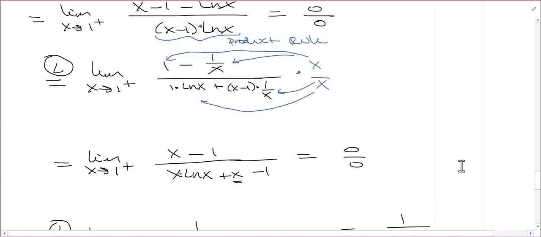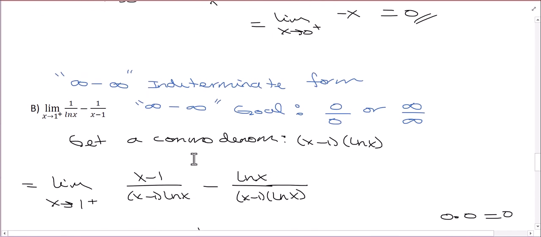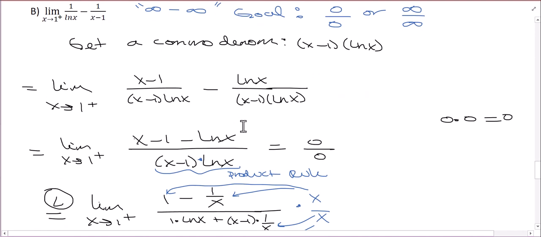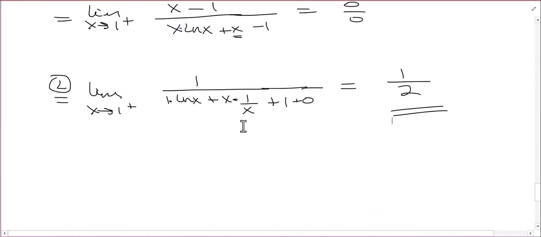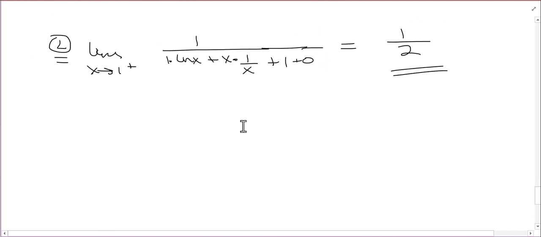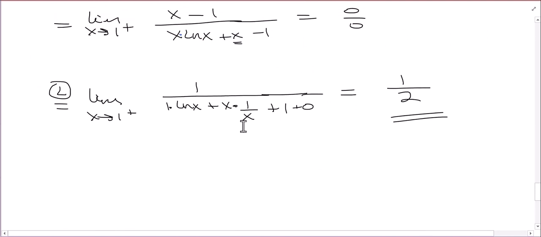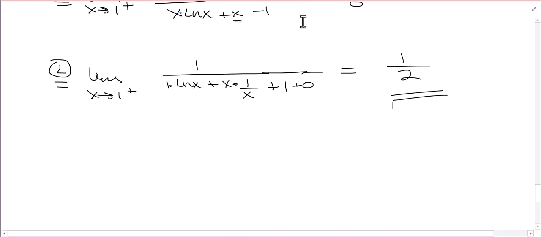So infinity minus infinity is not 0, right? Especially, this means our functions are not growing at the same rate. Sometimes it will be 0 if the functions grow similarly, but infinity minus infinity is not necessarily 0. In this case, infinity minus infinity is 1/2. Now my last example.